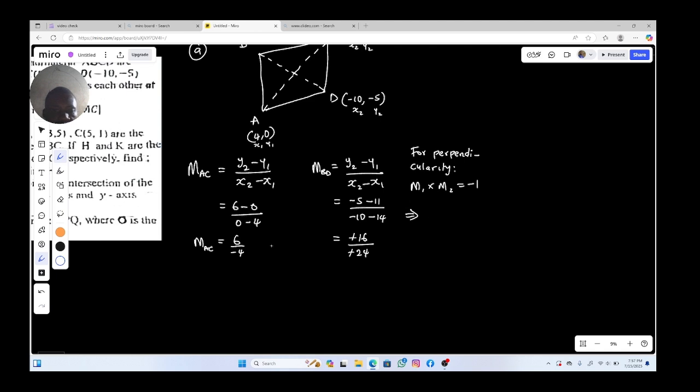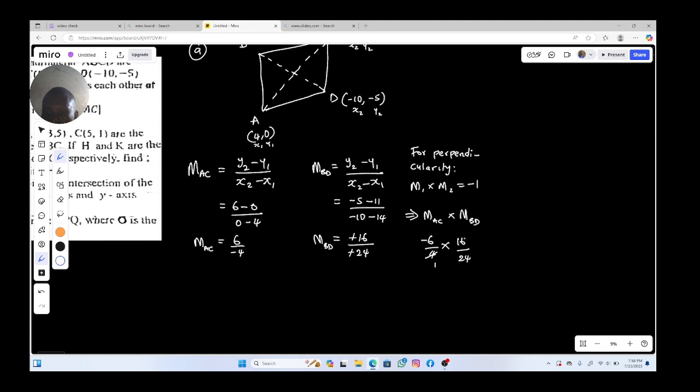So this implies that MAC times MBD. Okay, this is going to be -6/4. So the minus has come up. All right, -6/4 times the second slope, the slope of BD, which is 16/24.